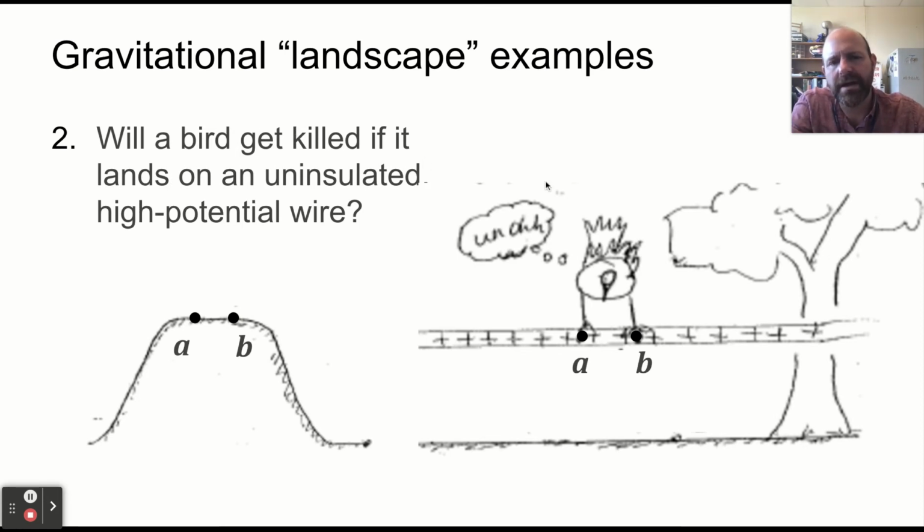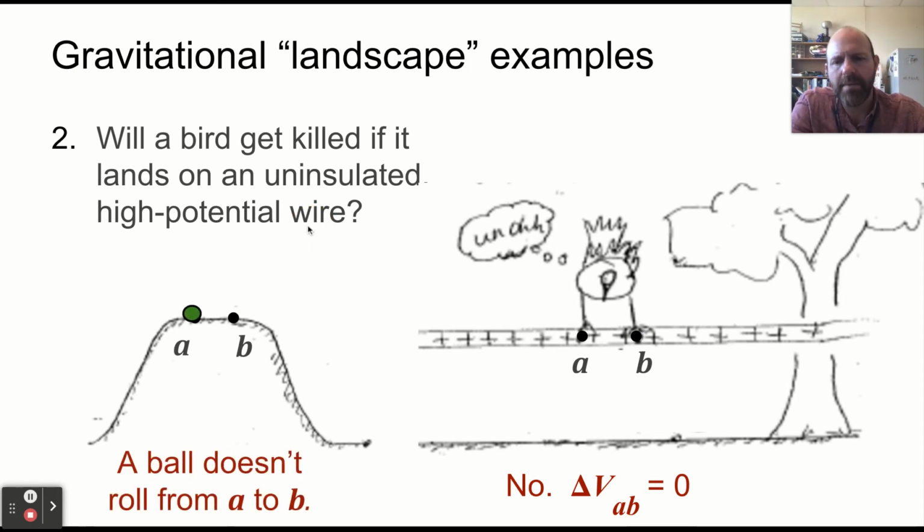What about something like this? This is a classic example. Why doesn't a bird get killed when it lands on an uninsulated high voltage, high potential wire? Well, the reason is both of its feet are at the same potential. It's a high voltage wire, the potential is high here. But it's just like there's no difference in potential energy between two points on the top of a hill. There's no difference in potential energy per charge between those two points on that wire. The ball doesn't roll from A to B, therefore no charge is going to be pushed around in there.